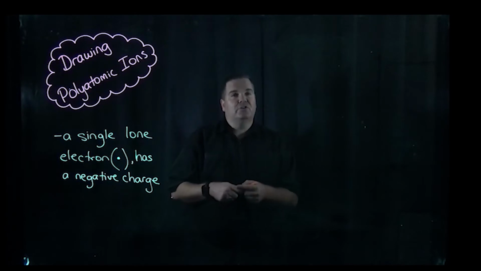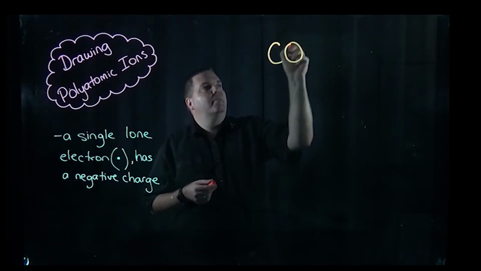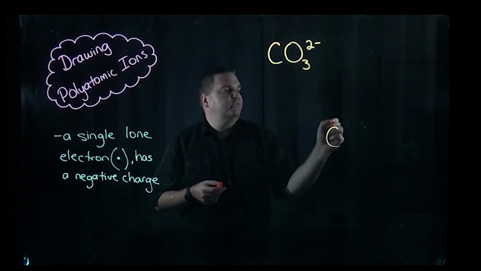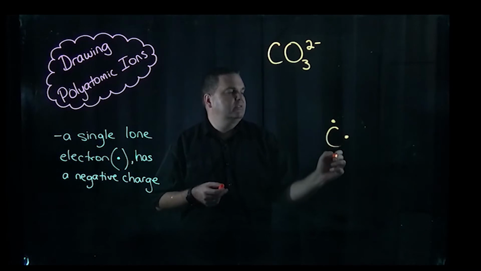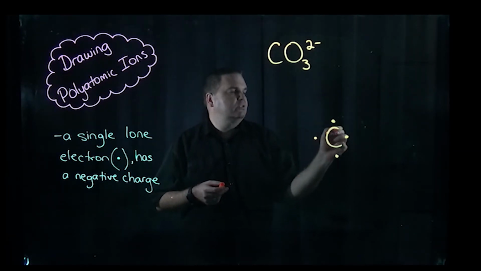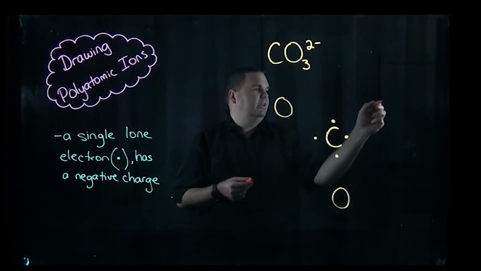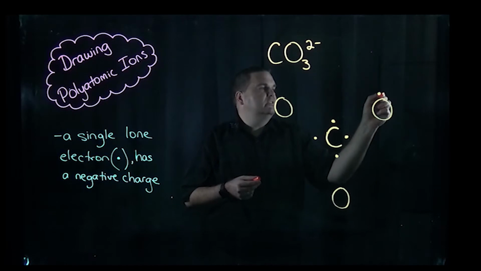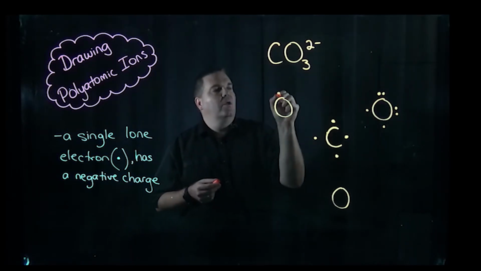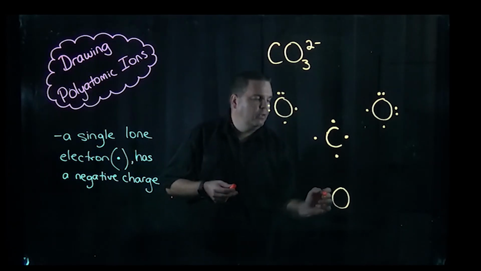I'm going to start off by showing you carbonate, CO3 2-. The carbonate ion has a central carbon atom, which has 4 electrons on it, like this. Then we've got 3 oxygens which are evenly spaced around it. Each of those oxygens has 6 electrons on it. So you draw this up as you would a normal molecule.